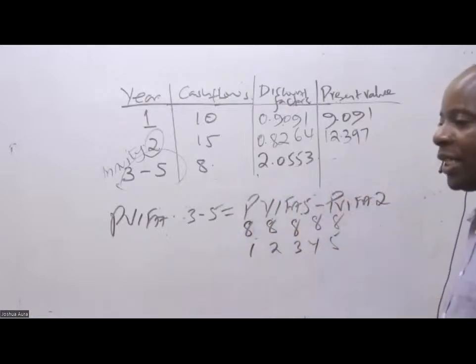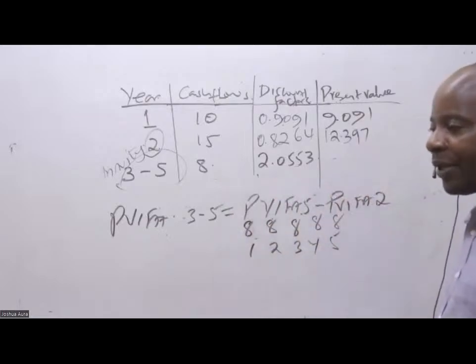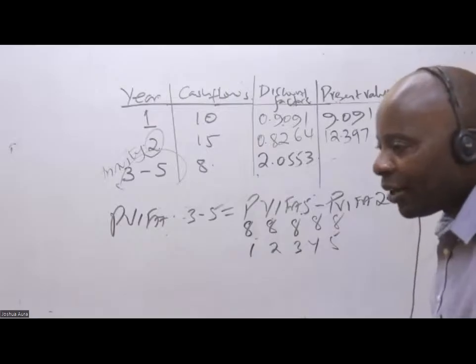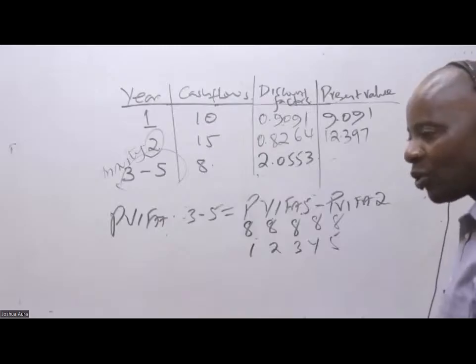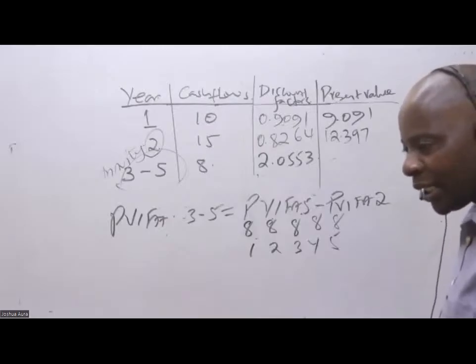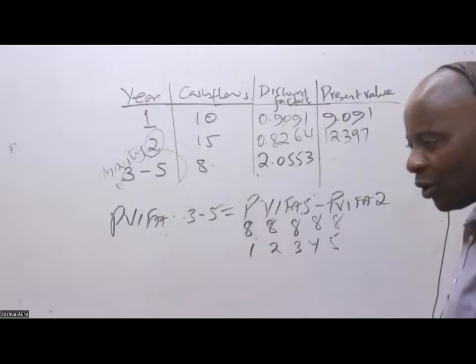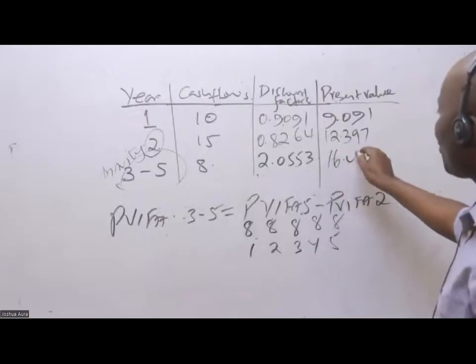What figure are we getting here? The last one, we are getting 16 point. We have to be consistent. If we started with 3 decimal places, it has to be 3 decimal places throughout. We must be consistent. So it is 16.442.